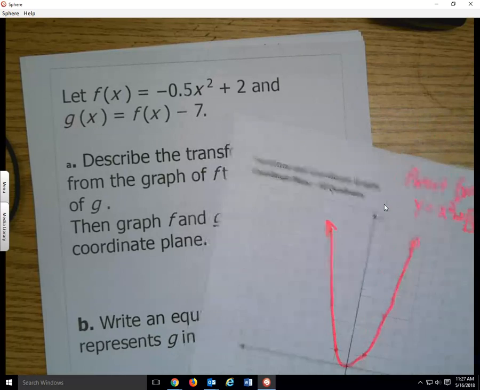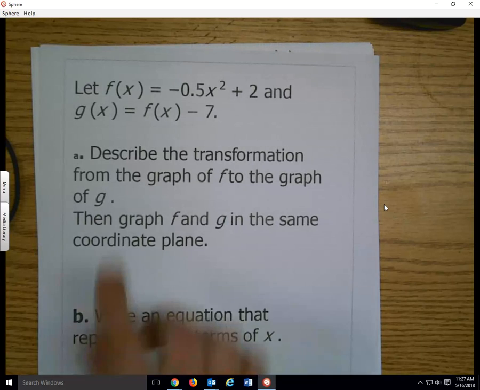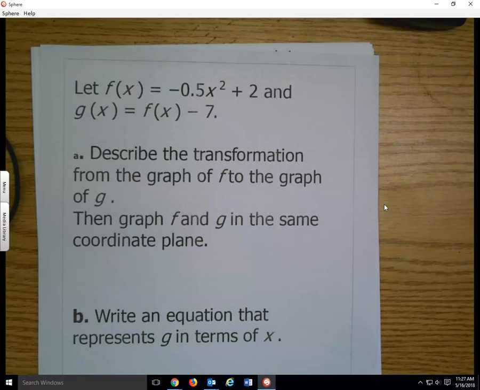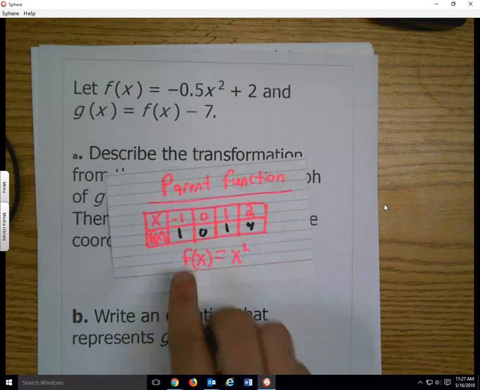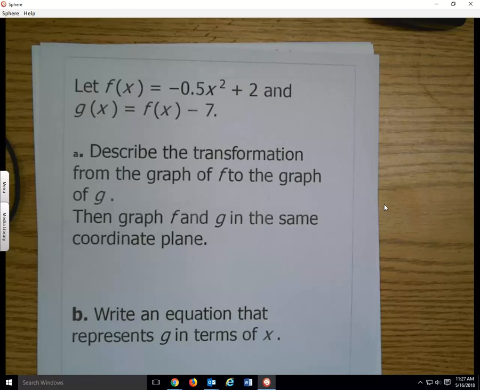But now we have a new set of instructions, and that new set of instructions is to describe the transformation from the graph f to the graph g. So how is it transforming? But it's not giving us that parent function. It's not giving us the f of x equals x squared anymore. So let's dive into that and see how it works.